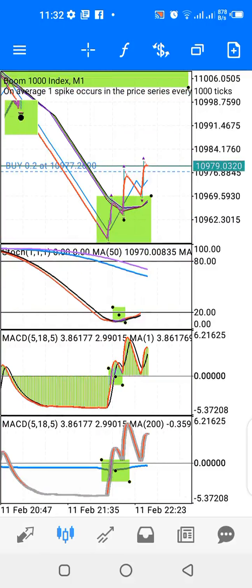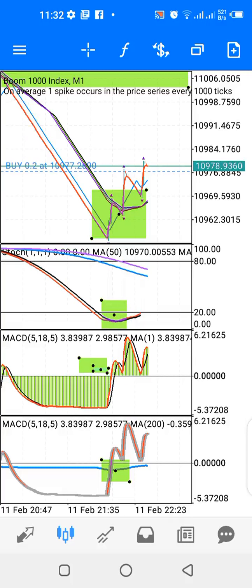Like we have a buy signal here. We have a buy signal here. We have a buy signal here. And we have another one here. So that gives you the information that you should buy. Same thing with sell. When you have sell signal on all windows, you can sell conveniently. So that's that about this strategy. It's a good strategy. You will like it.